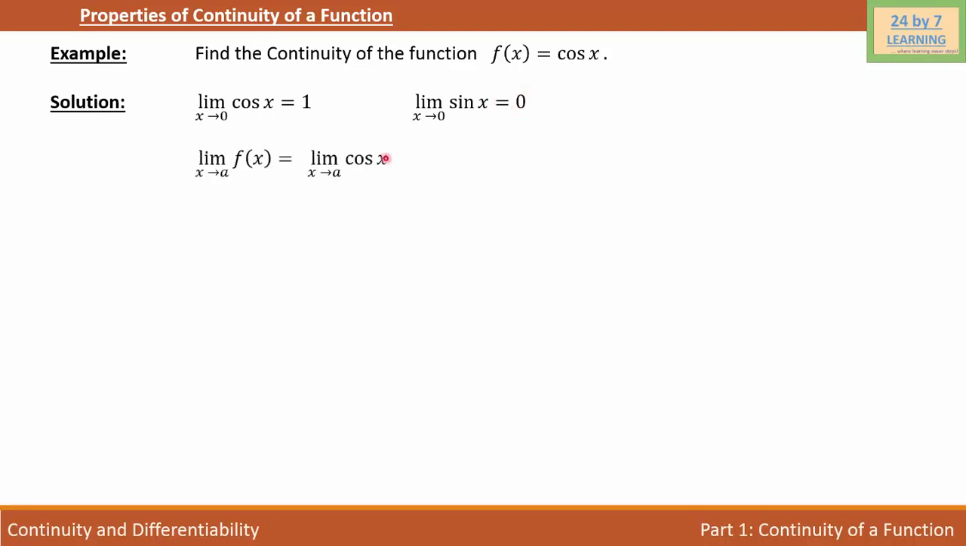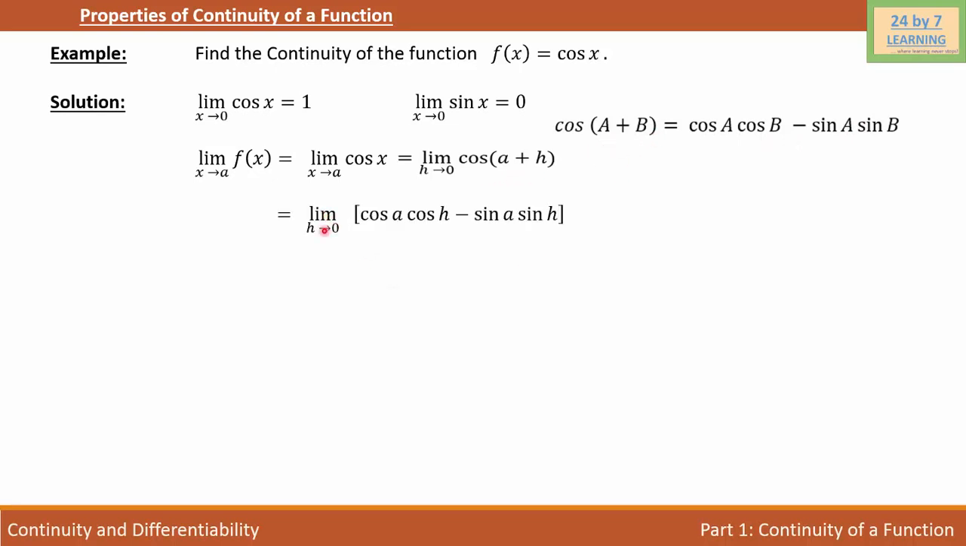Let's find the continuity of the function at x equals a. The limit as x tends to a of f(x) is equal to the limit as x tends to a of cosine x. When we want to find the continuity of the function at x equals a, we can change the limit from x tends to a to h tends to 0, and we can write the function as cosine of (a plus h). If you remember, there is a formula for cosine of (a plus b). Let's expand cosine (a plus h) using this formula.